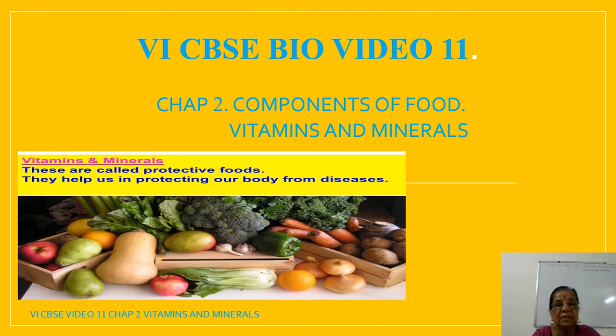What do you see? Gourd, apple, orange, potato, carrot, chilli, and then mango, egg, broccoli, cabbage. These are all food substances which contain vitamins and minerals. So these are called protective foods. They help us in protecting our body from diseases. In the previous session we saw that vitamins and minerals are required in very minute quantities.